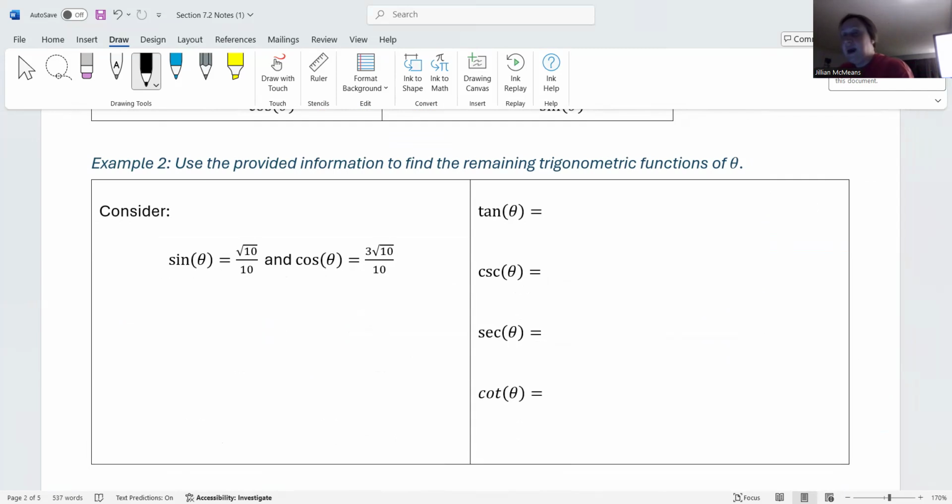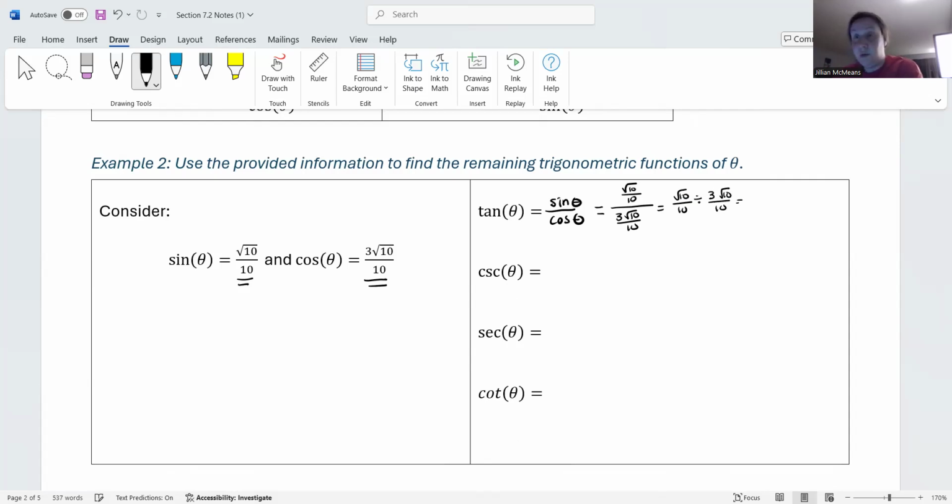Okay, so tan theta we know is equal to sine theta divided by cosine theta. You do need to remember that, okay? And we are told over here that sine and cosine are given. So we're told that sine is root 10 over 10 and cosine is 3 root 10 over 10, okay? So let's do a little work here. So we have root 10 over 10 divided by 3 root 10 over 10.